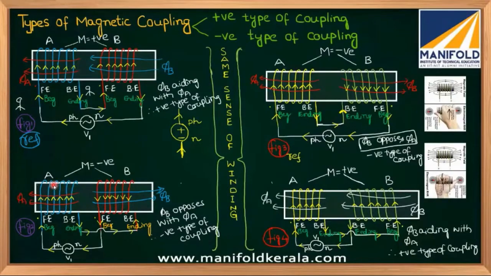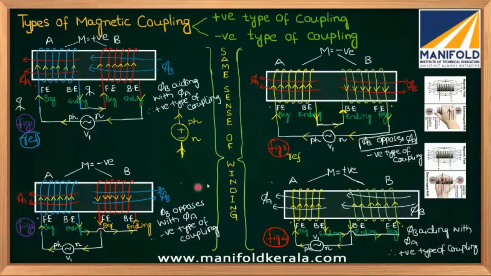Okay, guys. Now, what about figure number 2? Please tell me in coil A of figure number 2, is current entering or leaving? Entering. In coil B, is current leaving or entering at a dot? Leaving. That means, guys, if current enters the dot in one coil, whereas current leaves the dot in another coil, that is negative type of coupling.